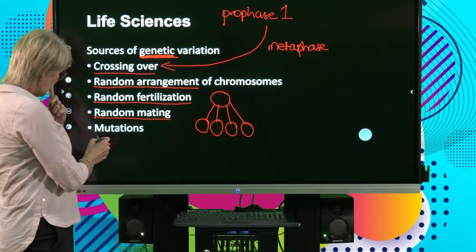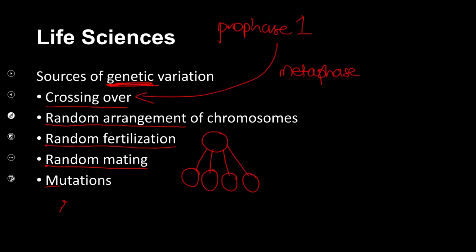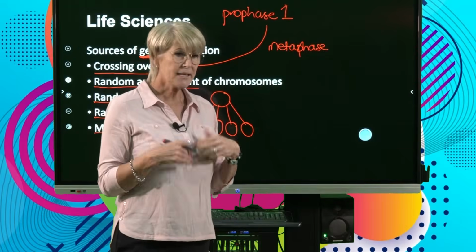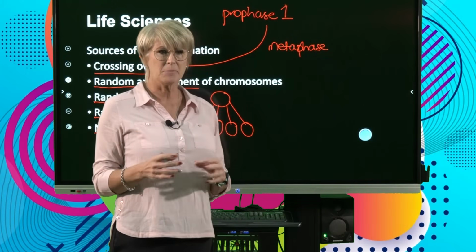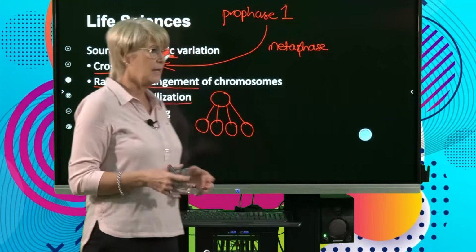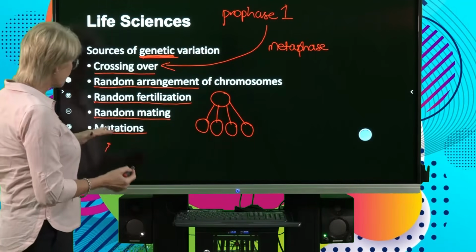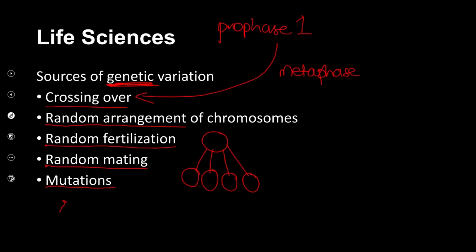All right, and then the last source of genetic variation is mutations. And remember we learned that mutations are a random change in the genetic structure of an organism. So again, we don't know what causes it, why it happens, when it happens. It just does happen. And it happens randomly. And because of that, the randomness of the mutations also creates a source for genetic variation. So all of those are the sources of genetic variation.